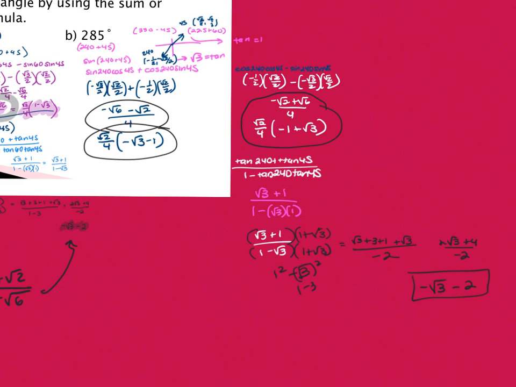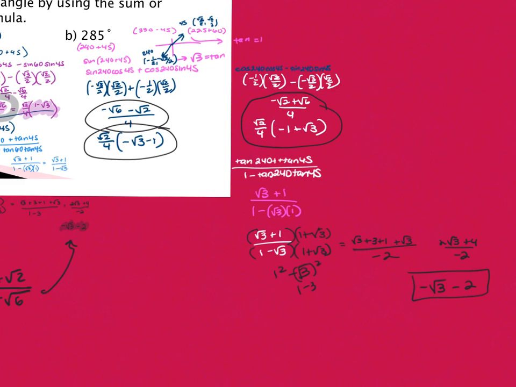And then if you take out the root 2 over 4, it's root 2 over 4 times negative root 3 minus 1, or negative 1 minus root 3. Again, order is not important. For cosine, it should have been negative root 2 and positive root 6 over 4. And then for tangent, you should have gotten negative root 3 and negative 2. So again, it could be negative 2 minus root 3 or negative root 3 minus 2. It doesn't matter the order, but the values should be the same.